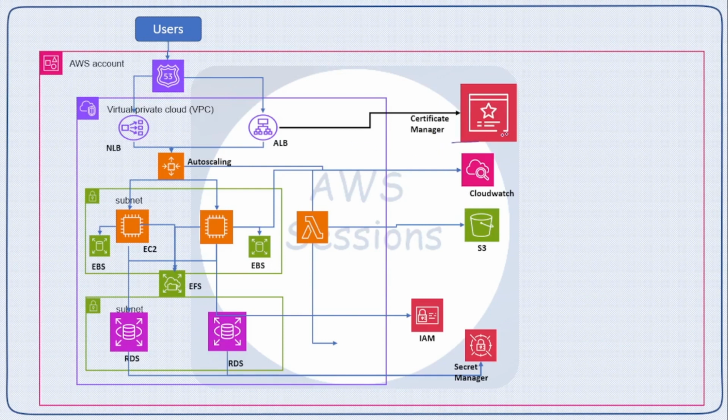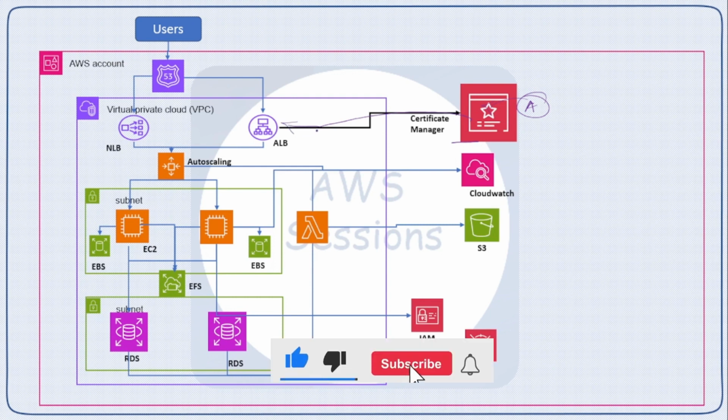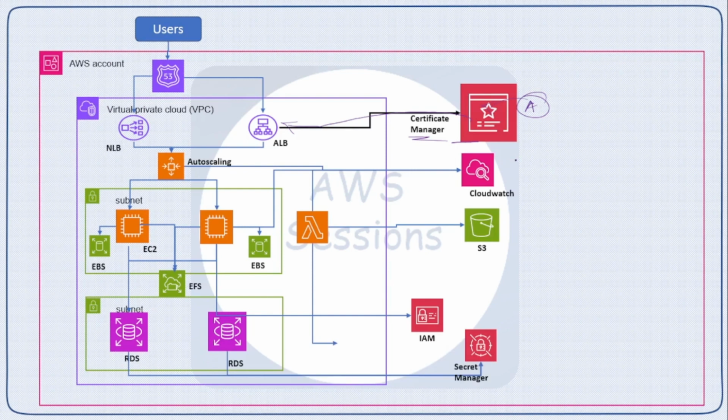Here, let's say we are creating certificates from Amazon itself, and these are stored here, and we are using these certificates on the application load balancer for secure communication. This is how Certificate Manager fits into the picture.